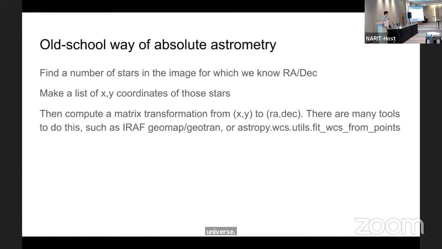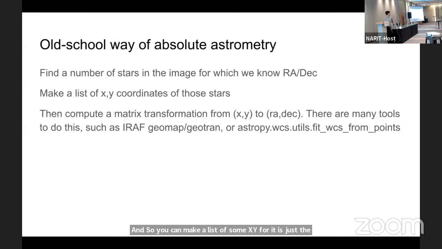Now, the old school way of doing absolute astrometry is essentially a problem of linear algebra, right? You have a bunch of stars for which you already know the coordinates. This could be from some kind of catalog or from some database that you can look up. And hopefully you know roughly where you were pointing when you took your data, so you can look up stars in that region of sky that already have known coordinates. And so you can make a list of XY coordinates, which are just the pixel coordinates of those stars.